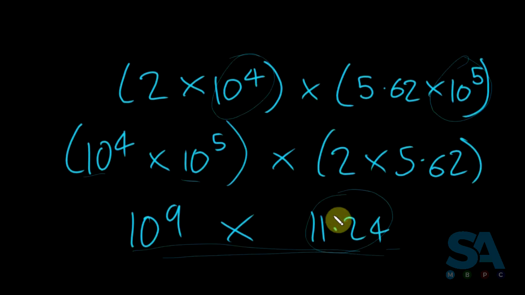So what we'd need to do is move this decimal point over one space to the left. In doing so, we'd have to increase this value here by 1. So the final answer in standard form is going to be 1.124 times by 10 to the 10. So that's multiplication. Let's look at division.